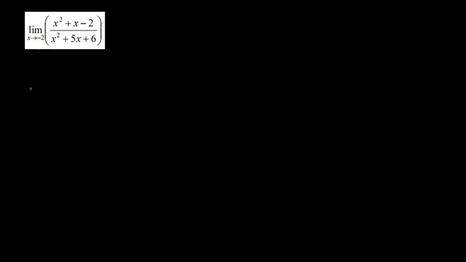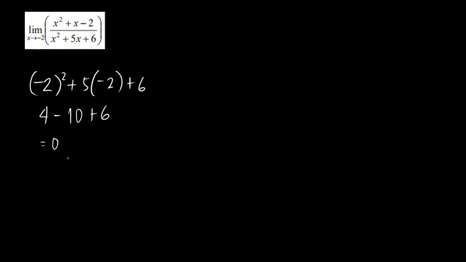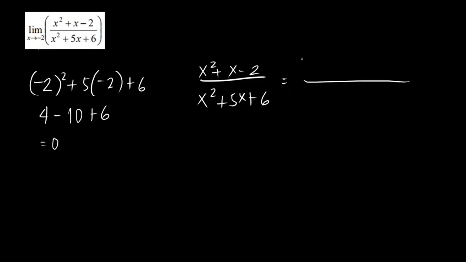Let's try. If we substitute negative 2 into the denominator, that's negative 2 squared plus 5 times negative 2 plus 6. This is 4 minus 10 plus 6, and that is definitely 0. Therefore, we have to factor. So, let's factor the numerator and the denominator, x squared plus 5x plus 6.